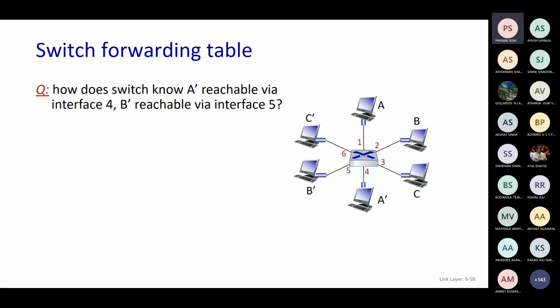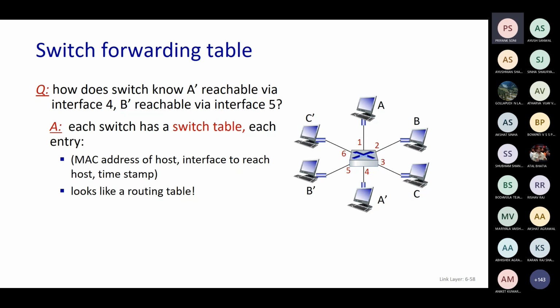If the layer 2 switch only works up to layer 2, how will it know what the corresponding interface is to which the frame needs to be forwarded? So what do we have? How do we resolve this issue?